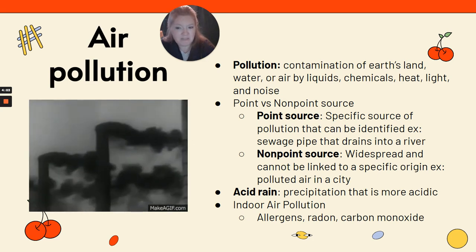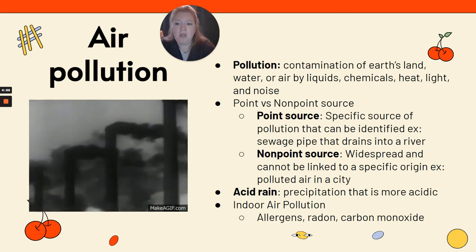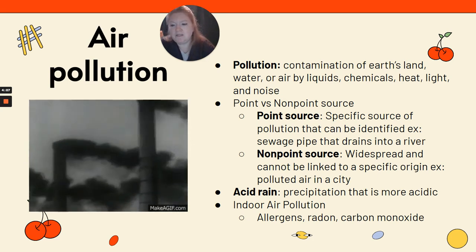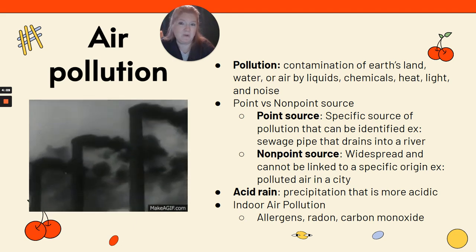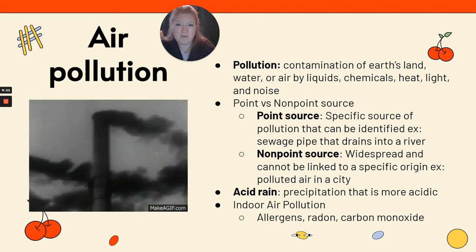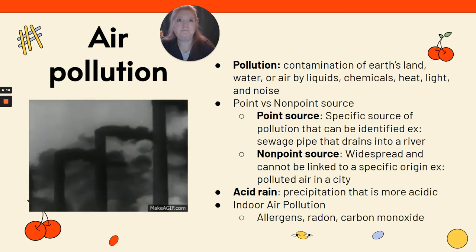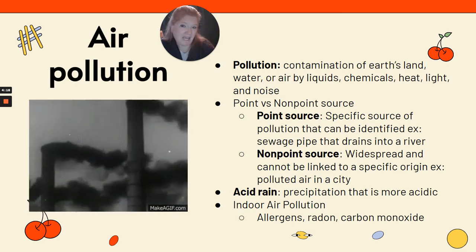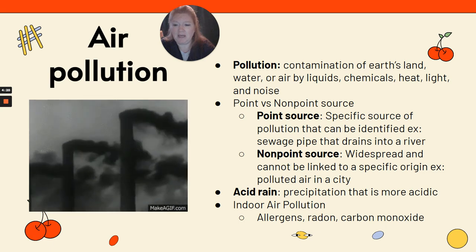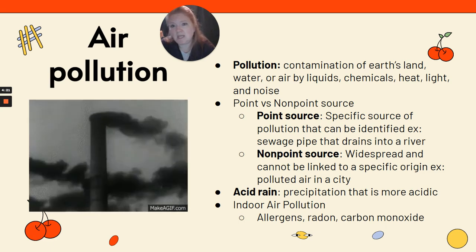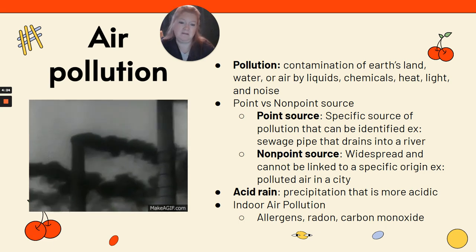When we're talking specifically about air pollution, we can have acid rain. Acid rain is precipitation that's more acidic. The danger of acid rain is it can destroy crops. It can destroy buildings, statues. It can cause damage to trees, any kind of plants, right?